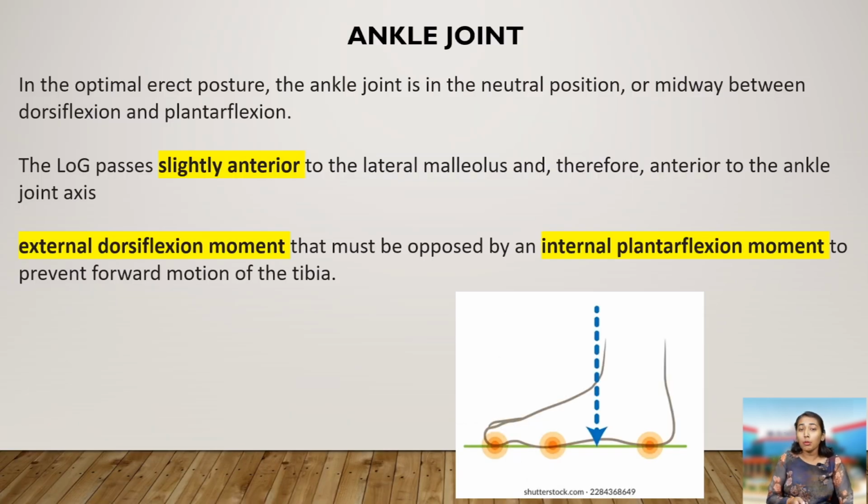When we are talking about an optimal erect posture at the ankle joint, the line of gravity, as you can see in the picture, passes, this is your ankle joint, right? But it passes anteriorly to your lateral malleolus. Because of which there will be an external dorsiflexion movement which will be opposed by our internal plantar flexion movement. That's why our plantar flexors are anti-gravity muscles, right?